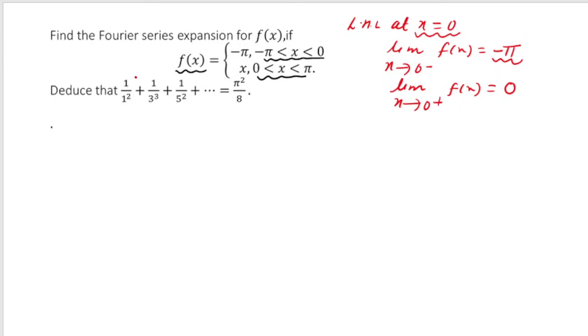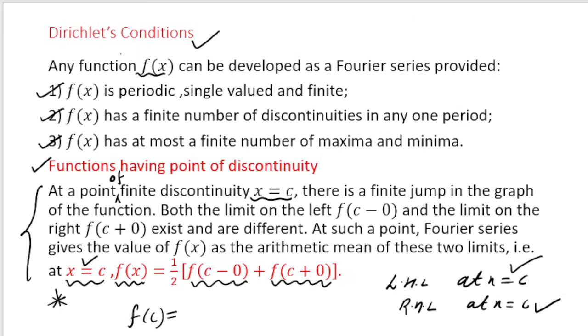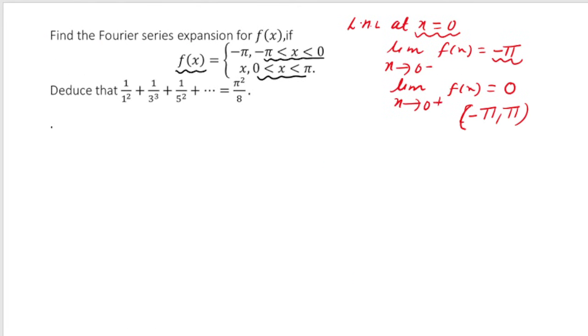But before I write the Fourier series, I want you to note one point. The interval is from minus pi to pi. Since x can take values only between minus pi and pi, the only point of discontinuity is x equal to 0. In Dirichlet's conditions we highlighted that we can write the Fourier series if f of x has a finite number of discontinuities. So if we have one discontinuity, there is no problem, we can still write the Fourier series.